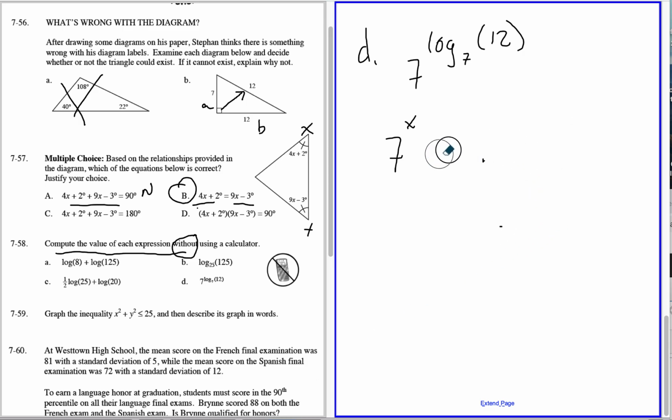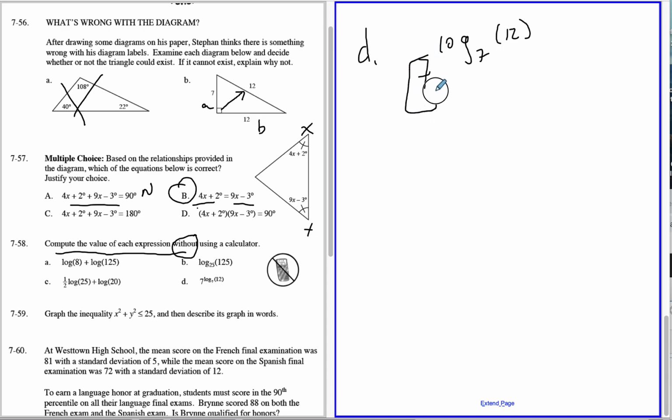I'm pretty sure I didn't teach you guys. I think I did. This was one of our little theorems from the other page, where it's 7 to the log base 7 of 12. Since I have a base here, and I'm raising it to the power of the same base, these two things cancel out. And my answer is 12.